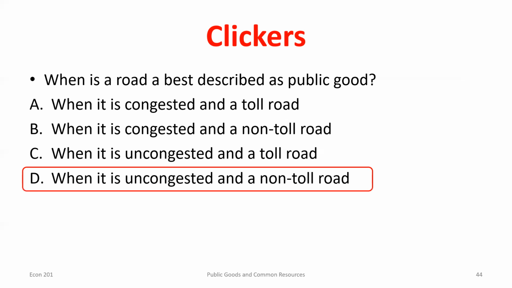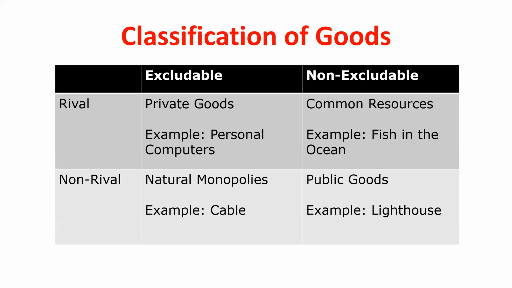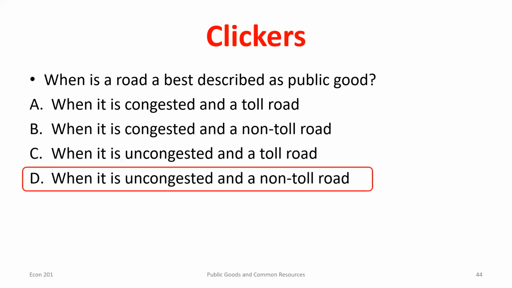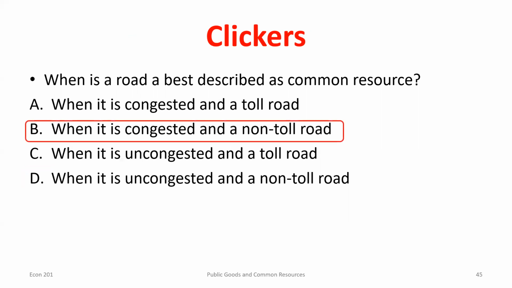So we'll think about the different combinations of these characteristics. What if I wanted a common resource? If we go back, common resources were non-excludable and rival. Non-excludable would mean that it can't be a toll road. I don't have to pay to use it. And then to be rival, it would have to be congested, right? Me using it prevents other people from using it. So a congested non-toll road would be an example of a common resource.